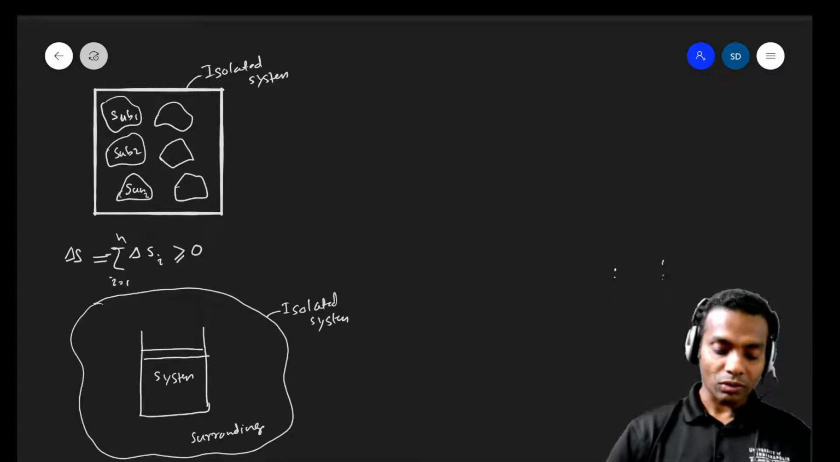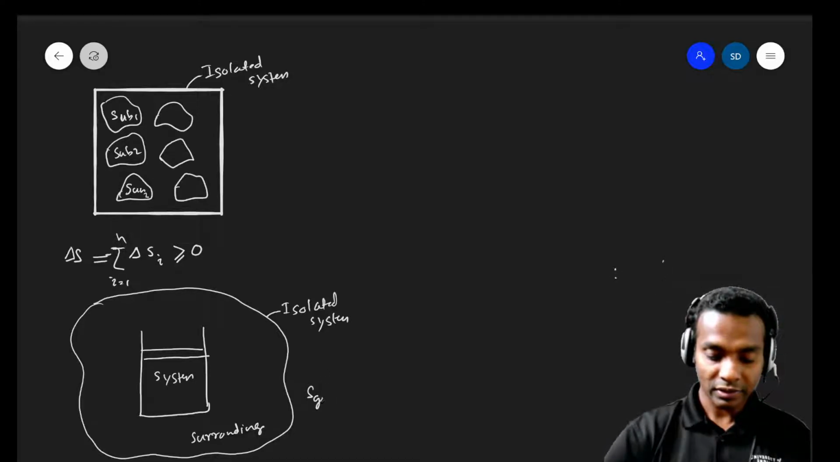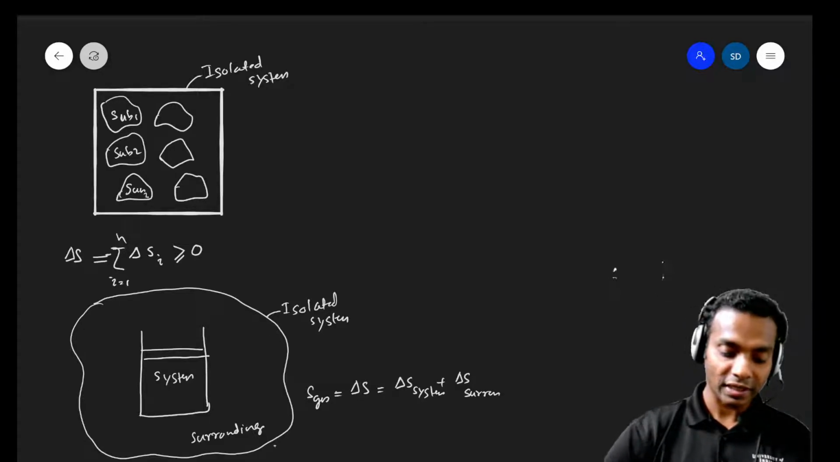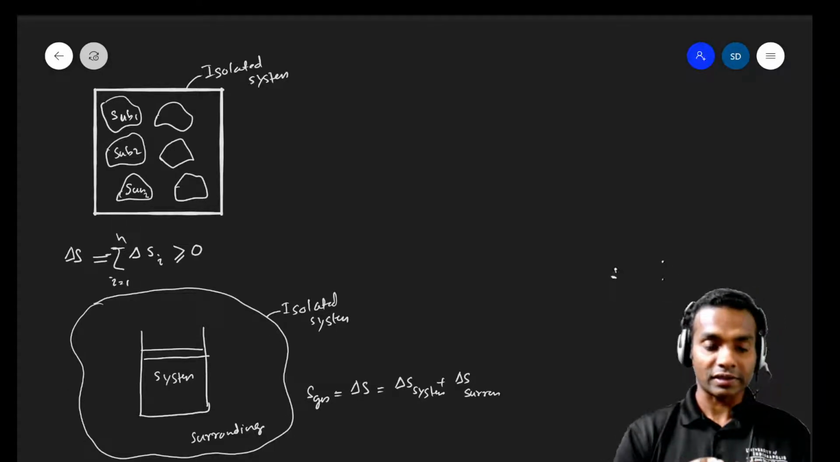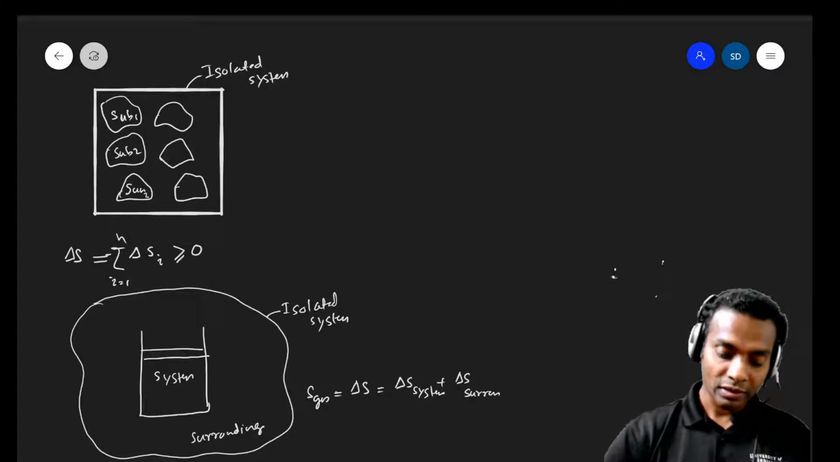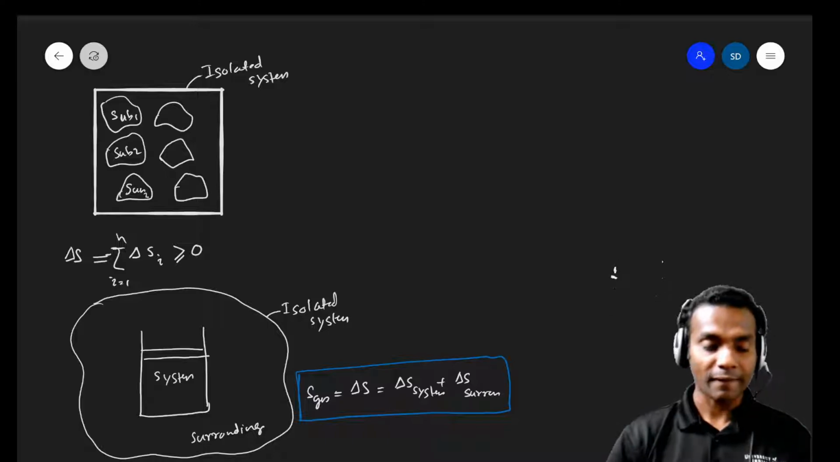And here also we can find that total entropy generation S gen is equal to the total entropy change, which is equal to the entropy change of the system plus the entropy change of the surroundings. By assuming the surroundings and the system constitute an isolated system, we can write this equation for the total entropy generation or total entropy change.